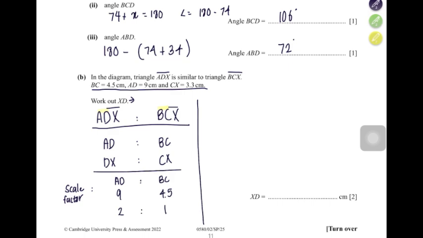Now DX and CX, the ratio is 2 to 1. Writing in the same order, DX to CX. CX is 3.3. So what is DX going to be? DX is going to be 3.3 multiplied by 2, 6.6 centimeters.